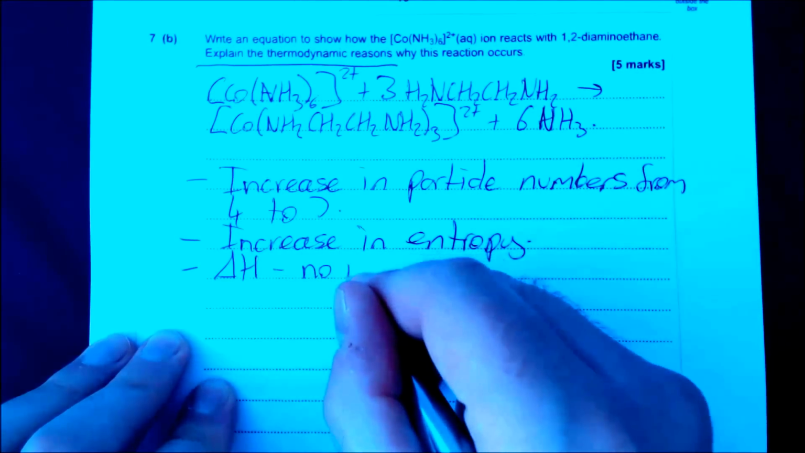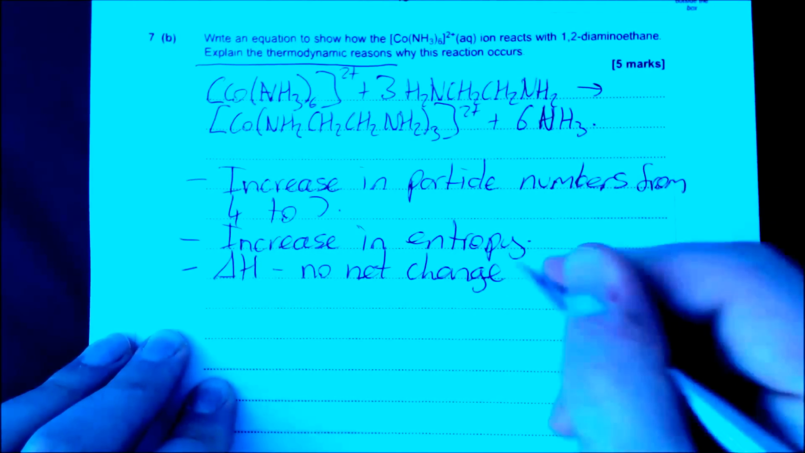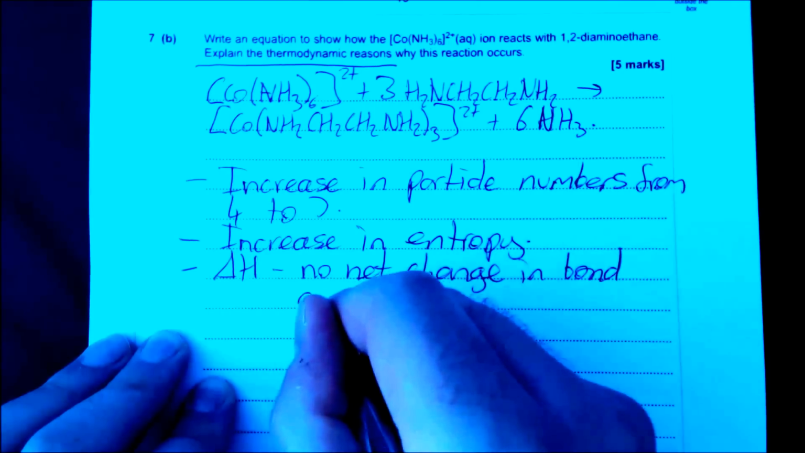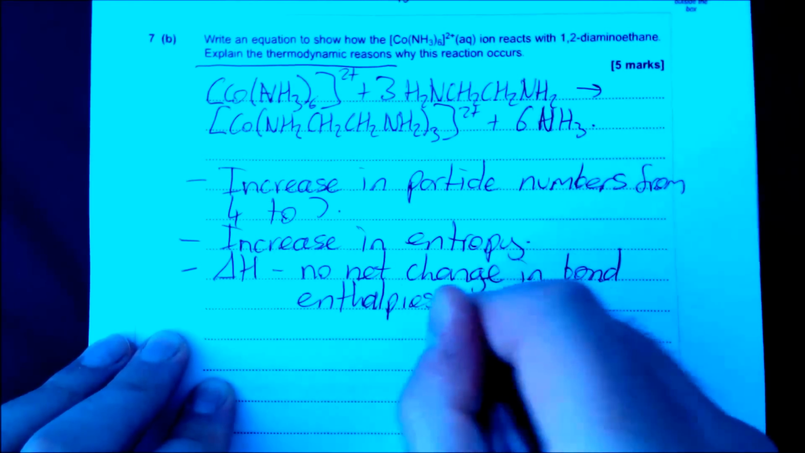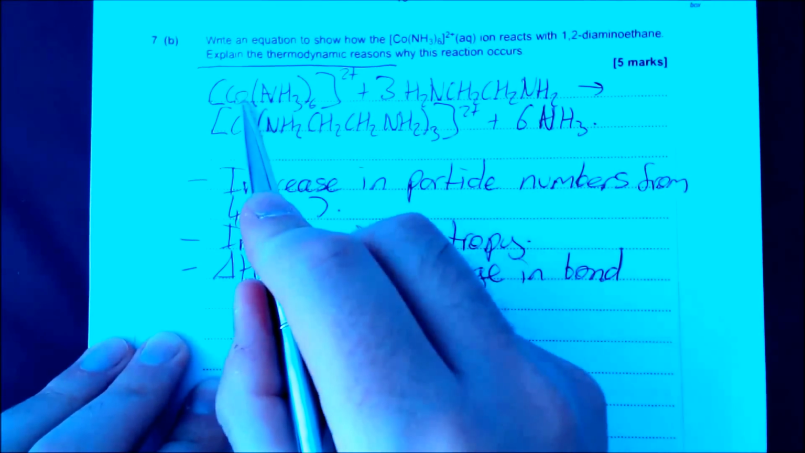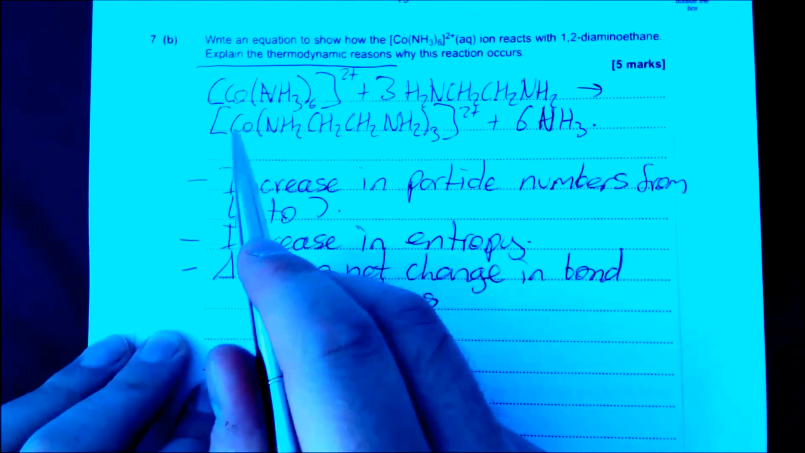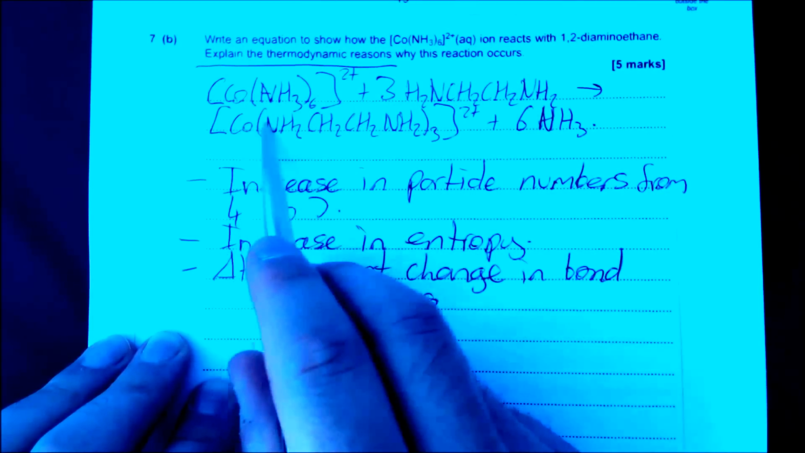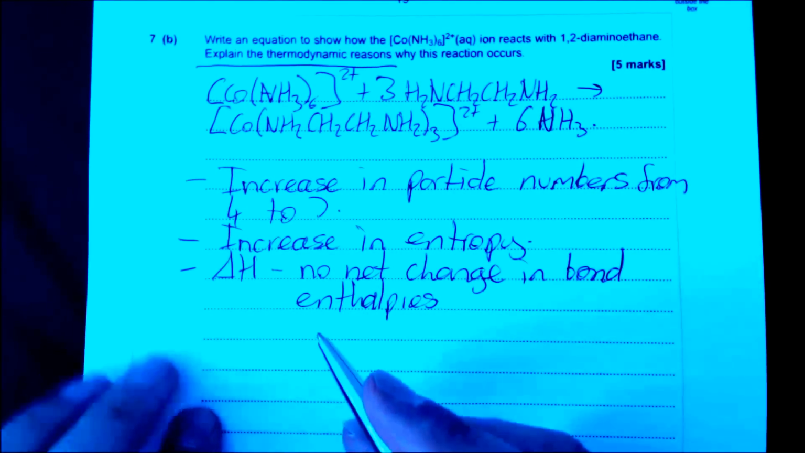There is no net change in bond enthalpies. Now the reason why is because here we had cobalt bonding with nitrogen for the 6 ammonias, and in this one we've got cobalt bonding with nitrogen again, just in a slightly different molecule. So the bond strength is going to be pretty much the same. That's why we don't have a change in enthalpy.